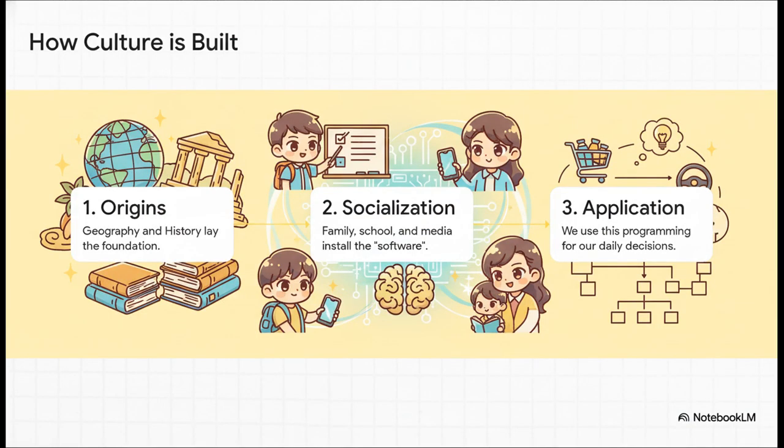So we can boil this whole complex diagram down to three pretty simple steps. First up, you've got the origins. That's your geography and history setting the stage. Second is socialization. This is how the software gets installed, through our families, school, and the media. And finally, we get to the application, where we actually use all that programming for our daily decisions.